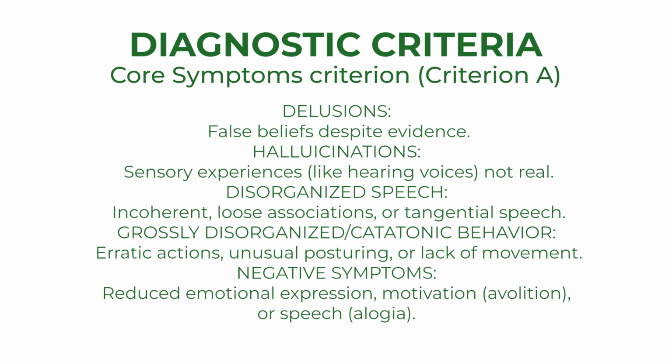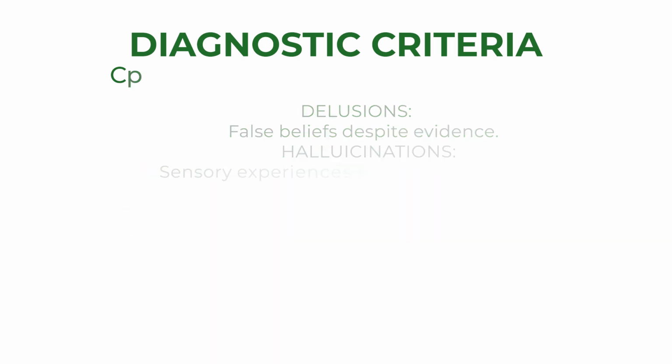Delusion, which is a false belief despite evidence. Hallucination, that is when the patient is having a false perception without any active external stimulus. You see them having disorganized speech, incoherent or loose association or tangential speech. The patient will be grossly disorganized, presenting with some catatonic behavior, something like unusual posturing or lack of movement. And lastly, they will present with negative symptoms, which we have established as the 7 A's, just to further emphasize what I've explained before.